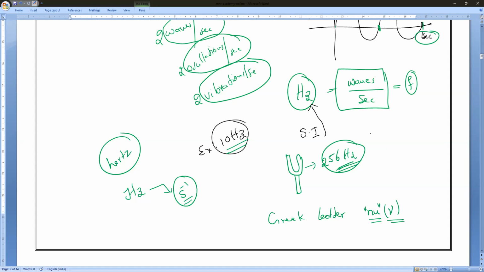So what is the unit of frequency, everybody? The unit of frequency is second inverse. That is what hertz means. Okay, guys? All of you? Yes. Do you understand, Amma? Yes, sir. Now the most important thing.